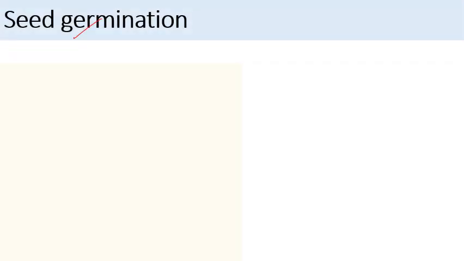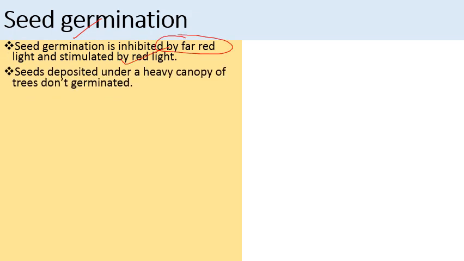The next is seed germination. This process is also controlled by this phytochrome. So seed germination is inhibited by far red light and is stimulated by red light. Seeds deposited under heavy canopy of trees don't germinate. The seeds which are in a heavy canopy, meaning dense forest, are unable to germinate because they didn't get enough exposure of light.